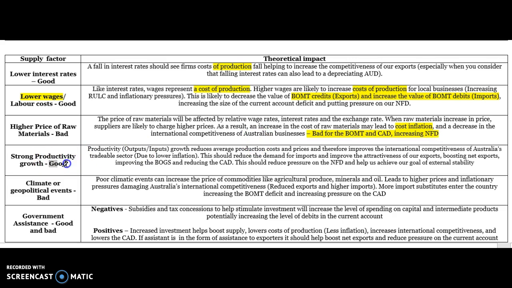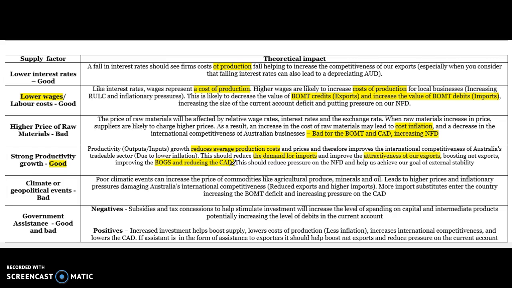Strong productivity growth is good because it will reduce average costs of production, particularly if productivity increases more than wages. It will reduce inflation, reduce the demand for imports, boost the demand for exports, and lead to a surplus in the balance of goods and services, reducing pressure on net foreign liability. So it's all about basically linking it to production costs, linking it to prices, linking it to imports and exports, and referring to them as debits and credits in the current account.